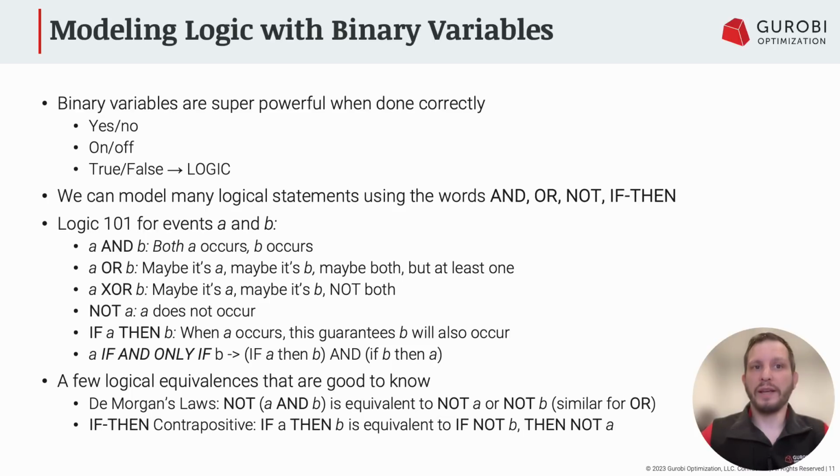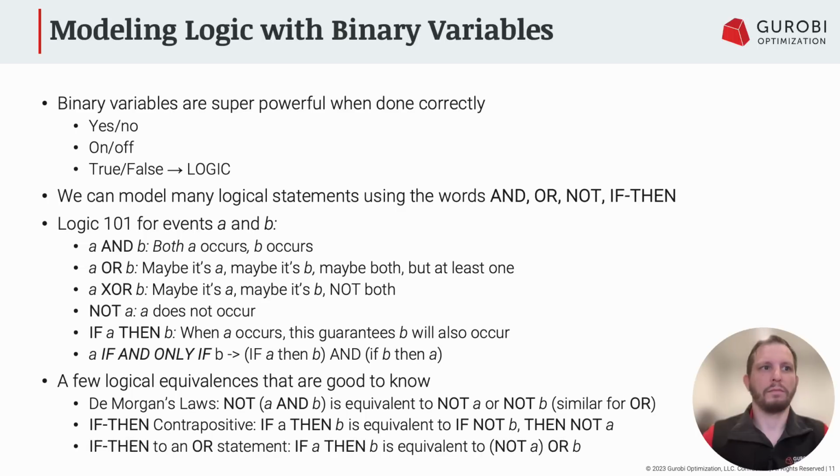Next is the if-then contrapositive. You may have heard that statement before, but this is another super powerful equivalency to help you model some of these logical statements. It says if A then B is equivalent to if not B then not A. So you switch the A and B and you put not in front of each of those. Those two statements mean the exact same thing. And if you want to translate if-then to an or statement, if you have if A then B, that is equivalent to not A or B.